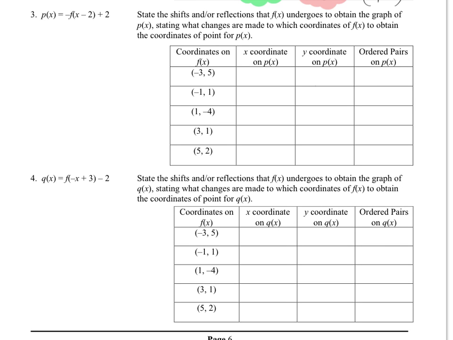Okay, so how do you do this? The effect on this one is moving to the right 2. So you're adding 2 to the x values, which you've done. Now the y values you have to negate, and then you're going to have to add 2. So you negate the 5, so it's negative 5. And then you add 2 to negative 5, it's negative 3.